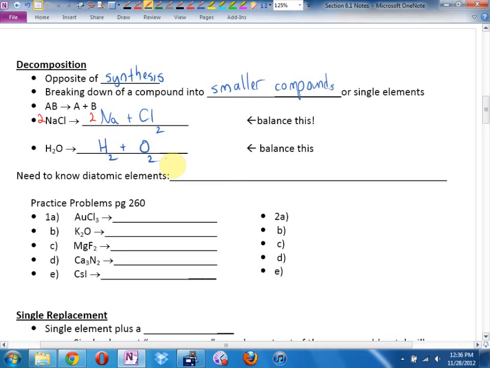Balanced? Let's see. I've got 2 oxygens on the right, so I need 2 on the left. But how many hydrogens do I now have on the left? Can you see it? 2. I've got a 4. How many do I have on the right? 2. How can I fix that? Are you saying put a 2 right there? Yes. I think now that's balanced, yeah?